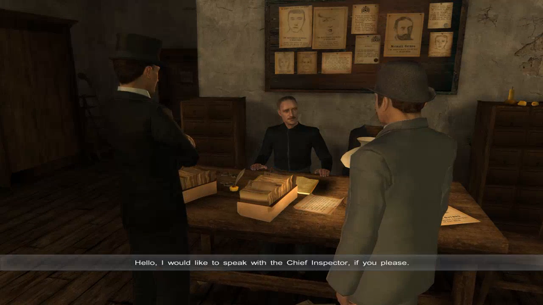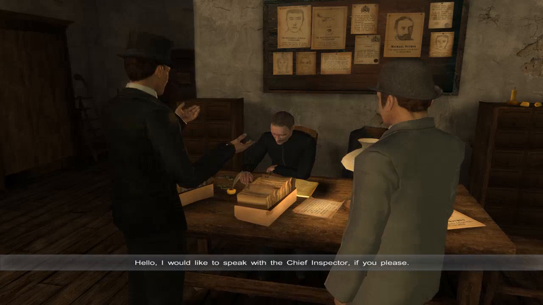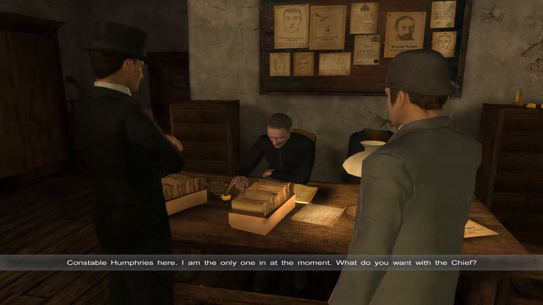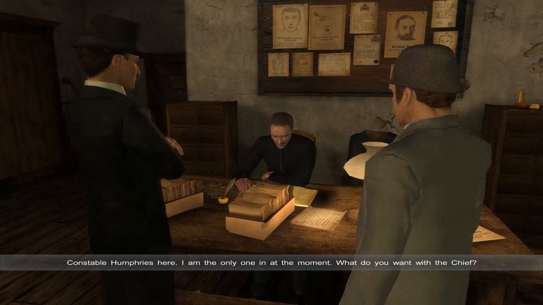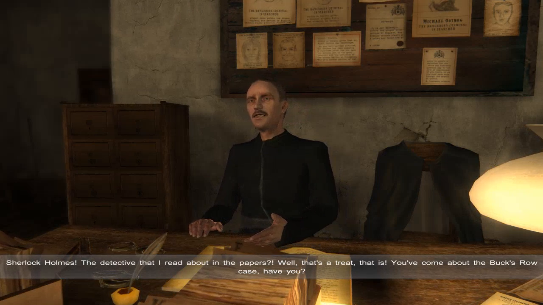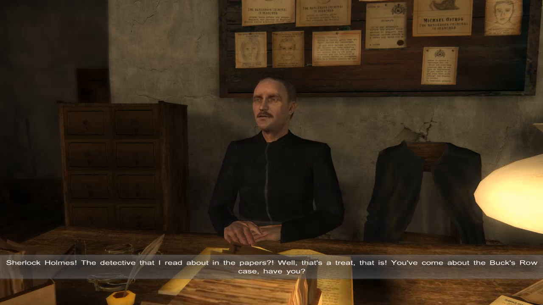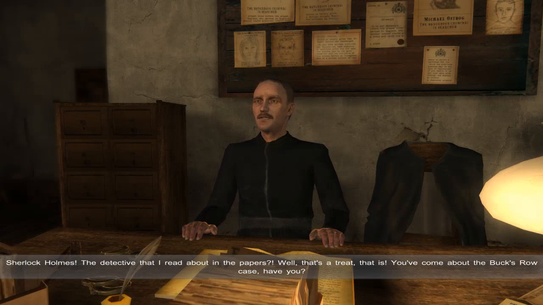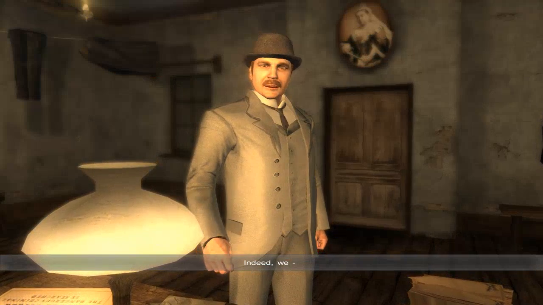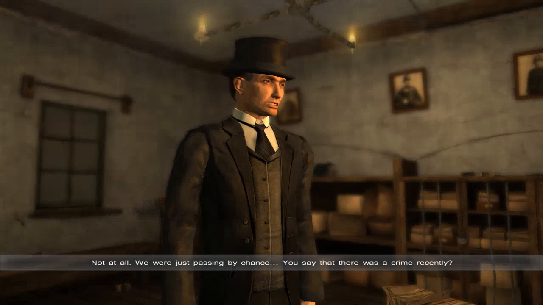Gentlemen, welcome. Hello, I would like to speak with the Chief Inspector, if you please. Constable Humphreys here. I am the only one in at the moment. What do you want with the chief? My name is Sherlock Holmes. Sherlock Holmes? The detective that I read about in the papers? Well, that's a treat, that is. You come about the Buck Road case, have you? Indeed, we... Not at all. We were just passing by chance.